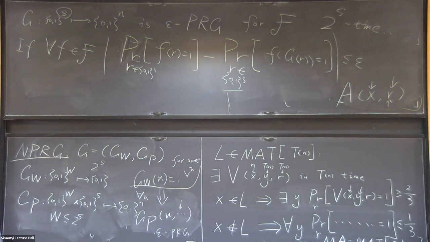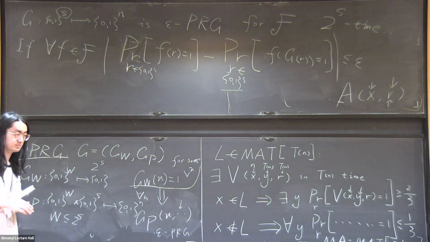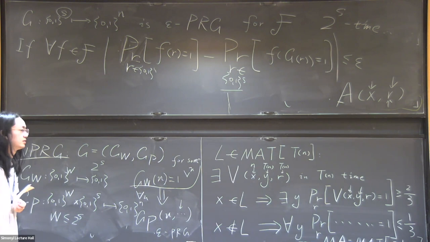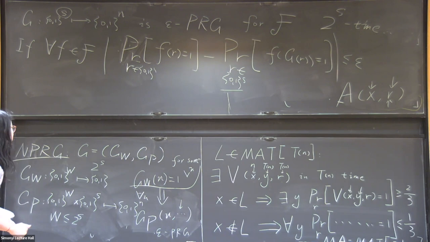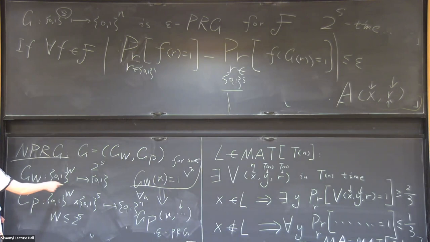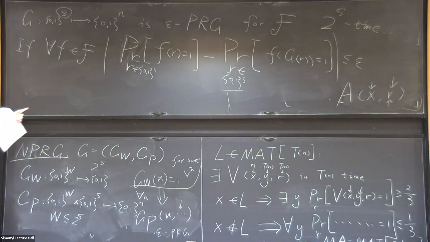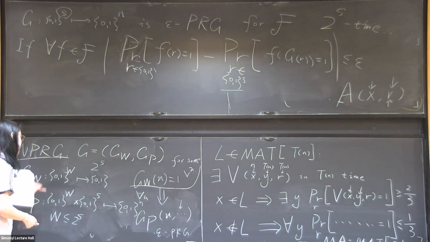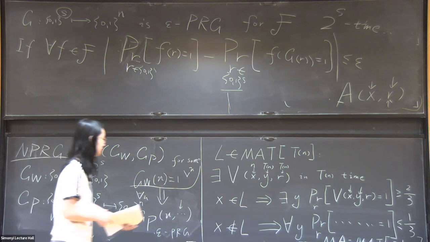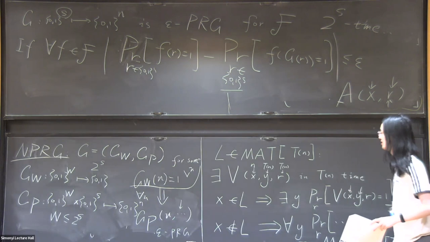So all constructions will give you some kind of non-deterministic PRG. The point is that it should be easier to construct non-deterministic PRGs, and the definition takes advantage of the fact that there is non-determinism in the class you're working for. Yes, that's completely correct. Of course, if I give you a PRG, GW just ignores W and outputs one, and GP just ignores W and computes this PRG. So every epsilon PRG is going to be an epsilon non-deterministic PRG. But a non-deterministic PRG takes additional advantage of being able to guess something and verify. Okay, any question for now? This is very important, I think.